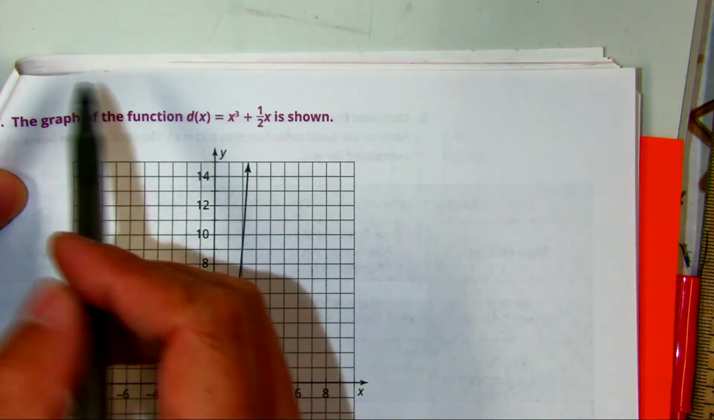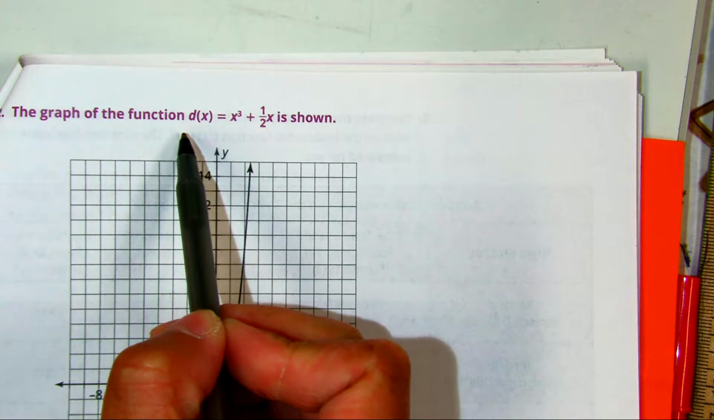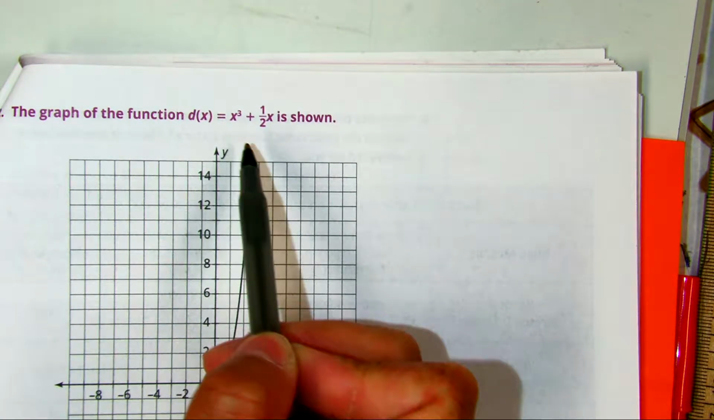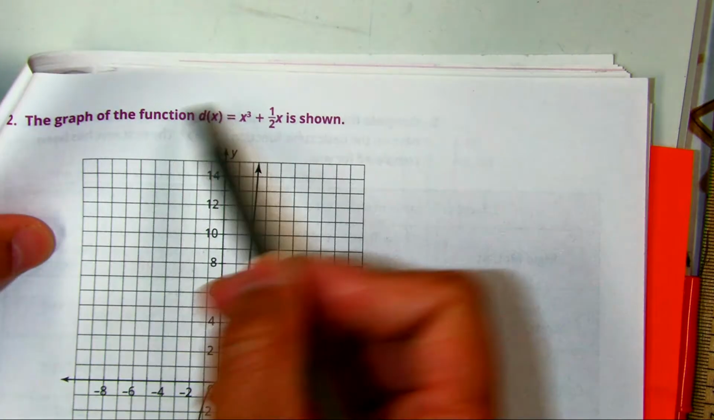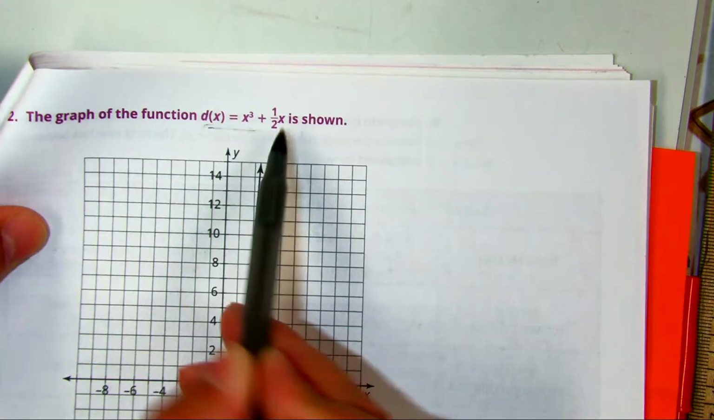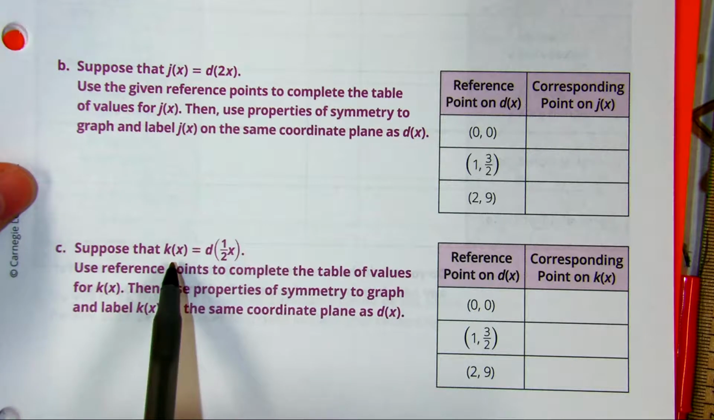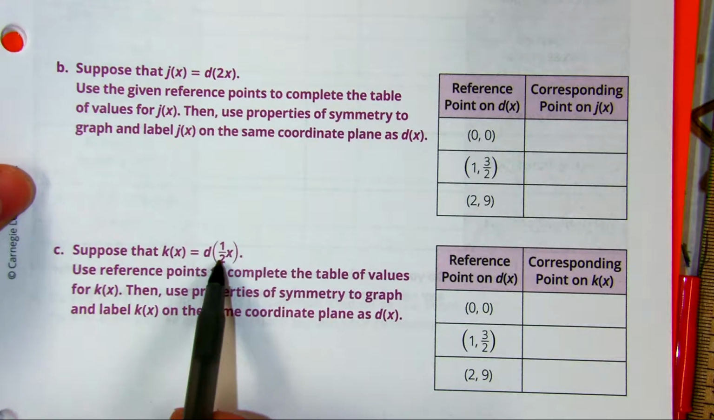Alright, we're given this function d of x equals x cubed plus 1/2 x. And we're supposed to take this function and do a transformation. The transformation is that you do something to the function and you get a new function.